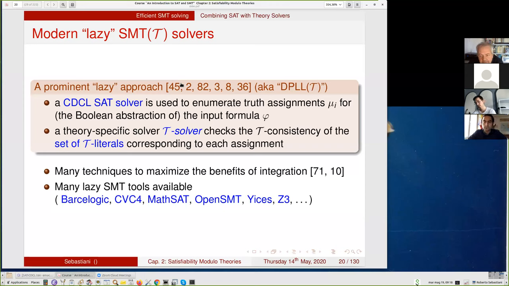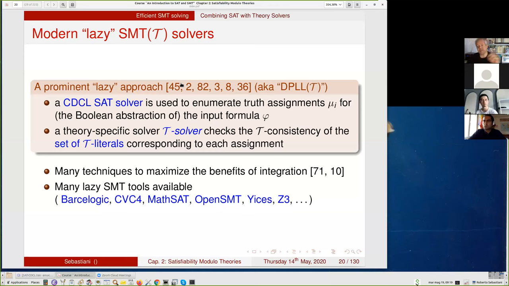Then you find a satisfying truth assignment to this formula. Of course, in order to be a satisfying assignment, this truth assignment must be coherent with the theory. So every such truth assignment corresponds to a set, or conjunction, of literals in the theory. I will show you an example in the next slide. And you invoke a theory-specific solver. A T-solver, for a given theory T, be it linear arithmetic, bit-vectors, whatever, is a device which receives a conjunction of literals from the given theory and says whether it's satisfiable or not, plus provides some other information that we will discuss later.